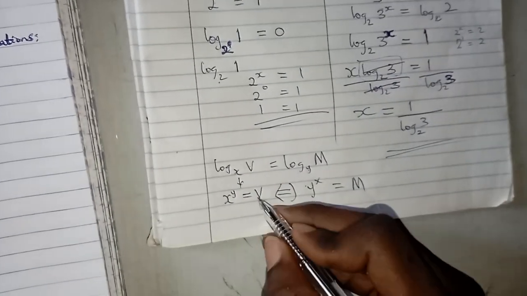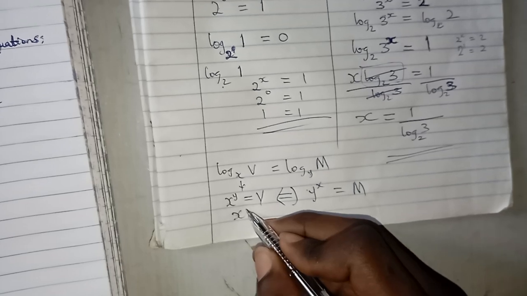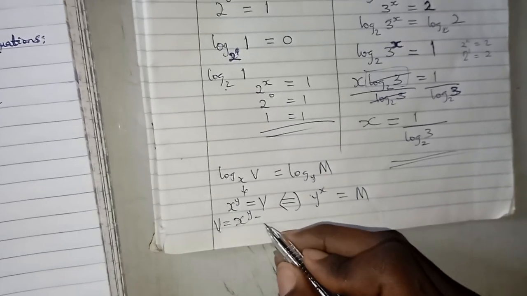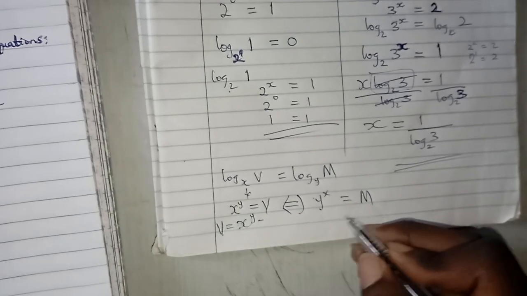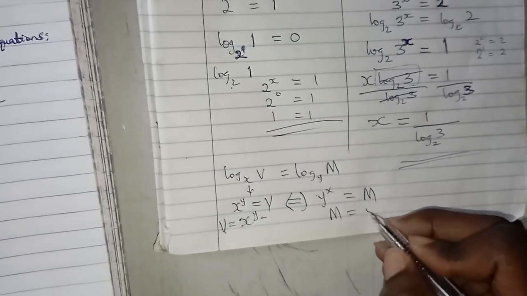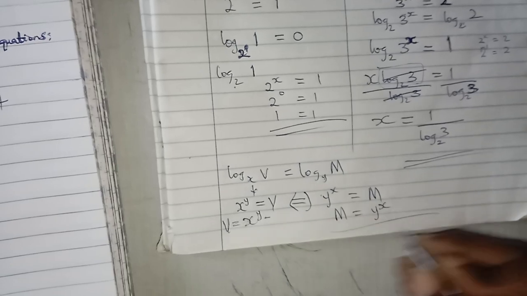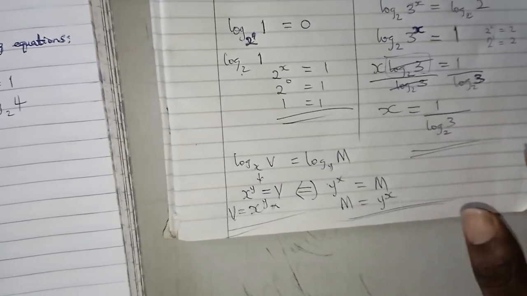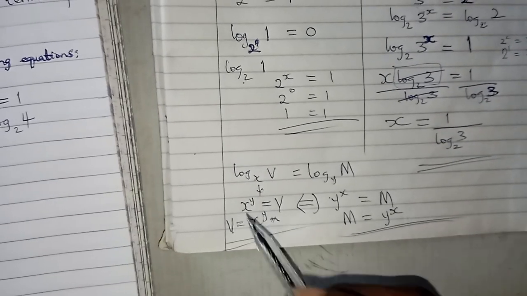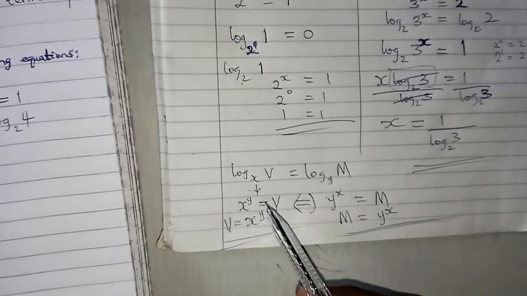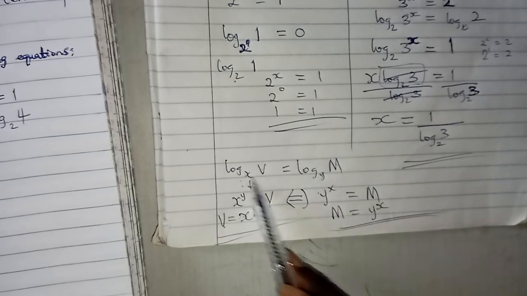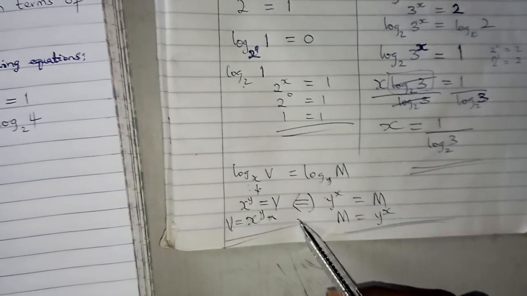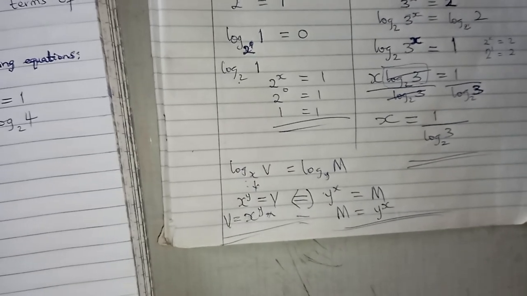So you can see that v now is equal to x raised to power y. That is what v is equal to. And m is equal to y raised to power x. So you need to know that. What it means is that once you have an equality sign, and the bases are not the same, the values have nothing in common, solve it individually, then you can equate whatever you have. Very simple.